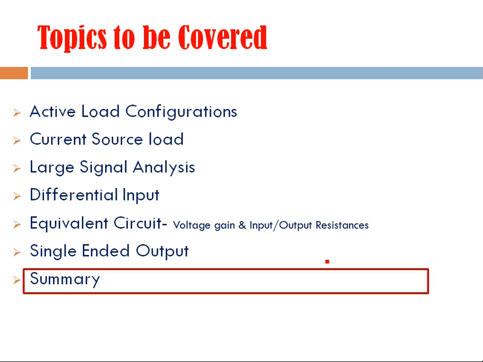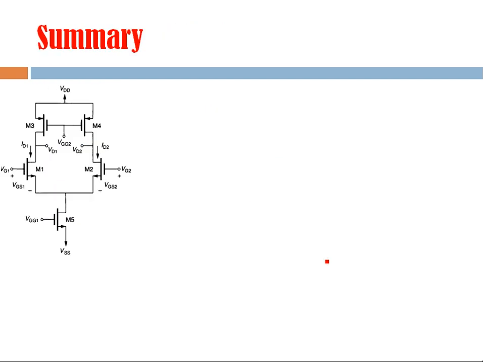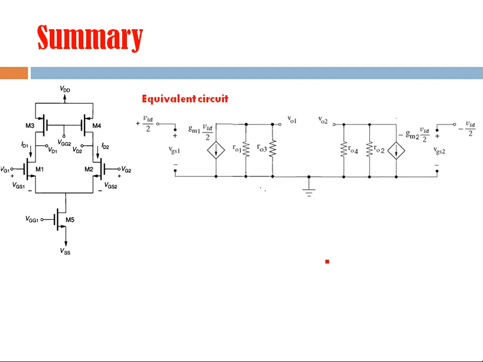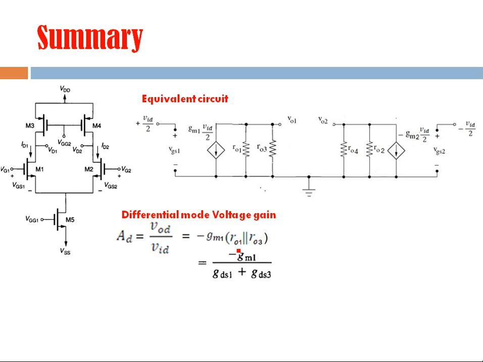Now it's time to summarize our discussion. What we have covered so far: we have seen the equivalent circuit of this differential amplifier configuration with current source as a load. So this is its equivalent circuit, and we have found the differential mode voltage gain. The differential mode voltage gain is given by this equation if we represent this gain in terms of output resistances, and if we represent it in terms of output conductances, then it is given by this.